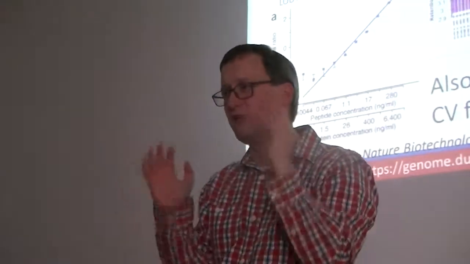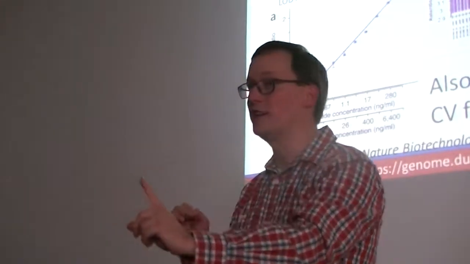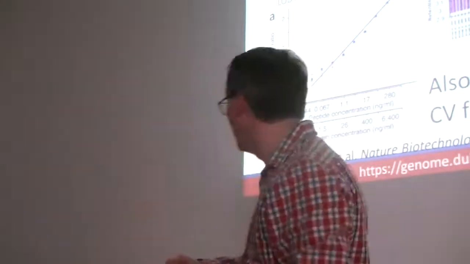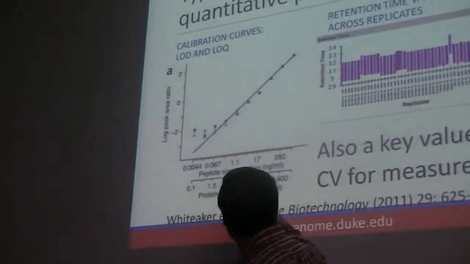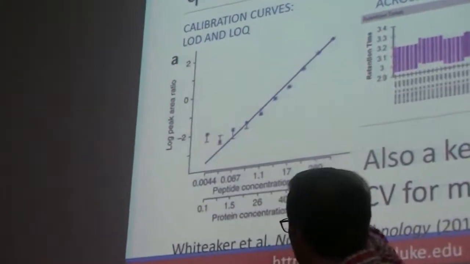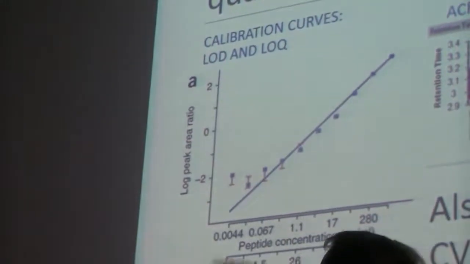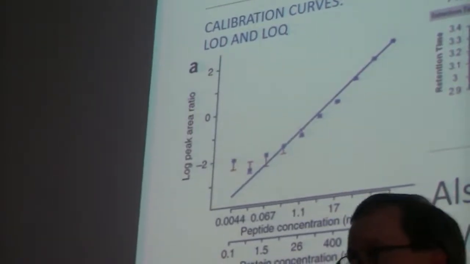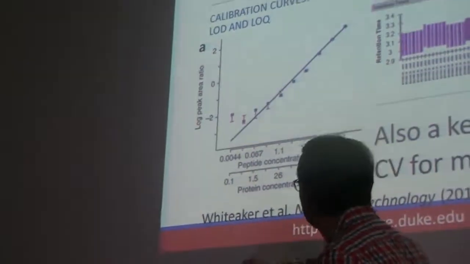So there's some range in which that instrument is able to detect that you've given it an analyte, and there's a different range in which it's able to quantify that. So when we look at this plot, on this axis we're giving the logarithm of the peptide concentration. On the other, we're giving the log peak area ratio. So that is its quantitation that's coming back in response to what we give the instrument.